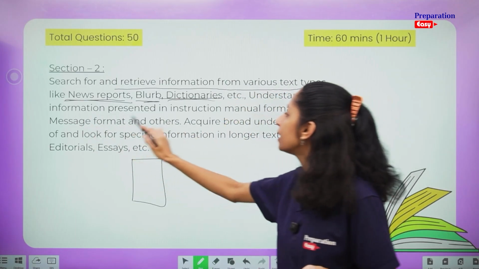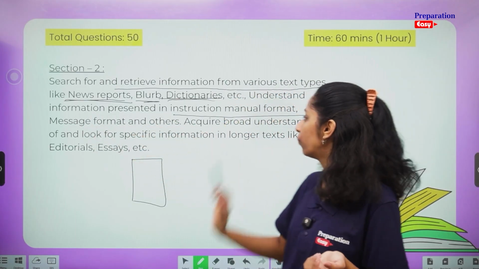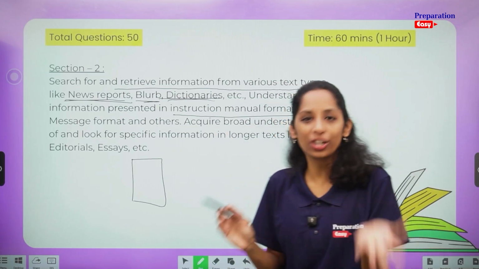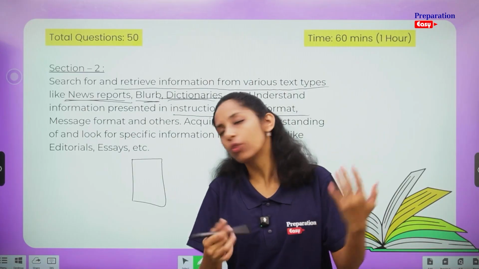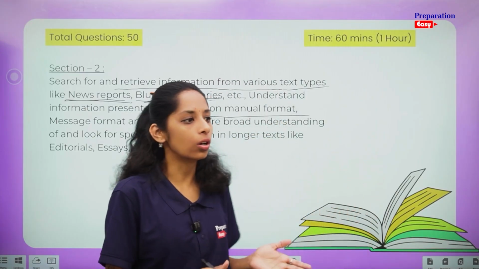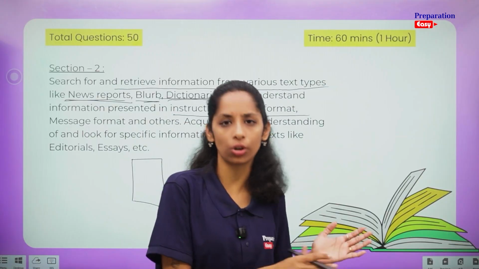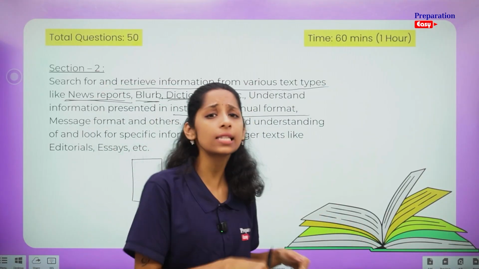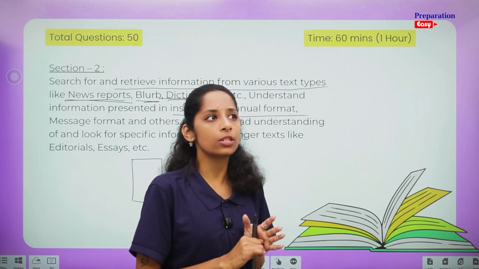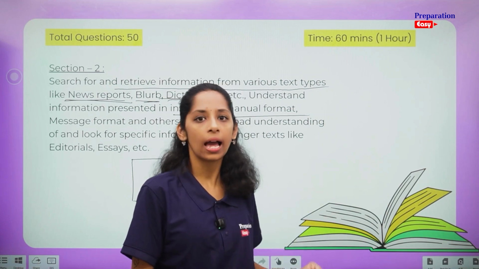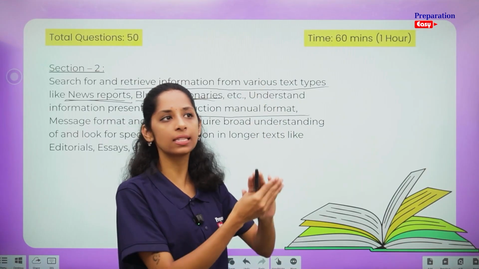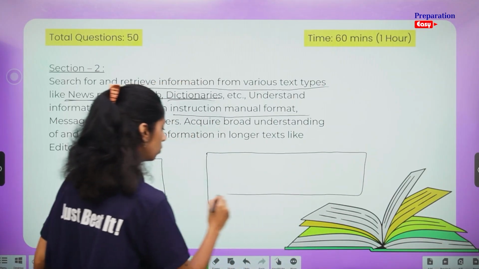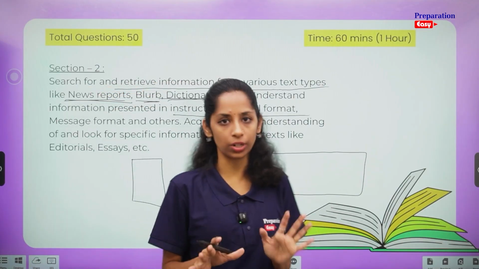Understand information presented in the instructional manual format. So we need to read the instructional manuals. I believe you order online. Okay, if you order online, or if you just buy anything, let's consider it's an electronic thing. Okay, and you are buying this. The product is at your home, and you are unboxing the product, and there is a list, or we can say a folding paper, right, which is very, very long. Okay, and you forget to read it.